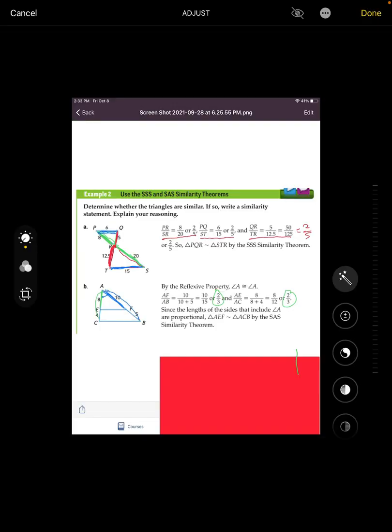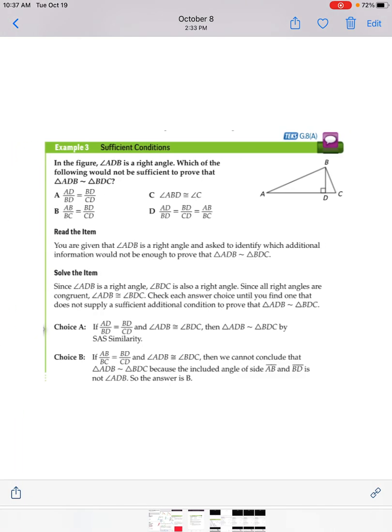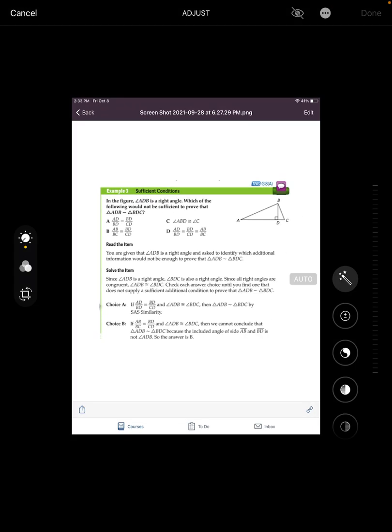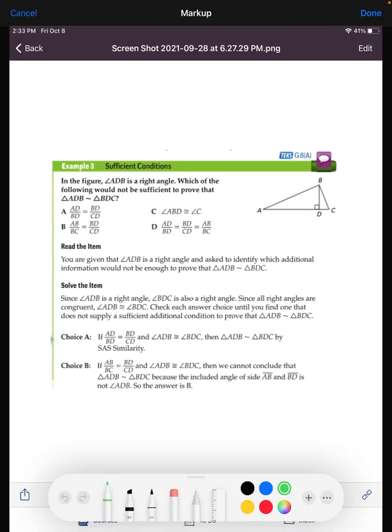Let's take a look at one more example. So in the figure, ADB is a right angle, so it tells us that we have this right angle here. Which of the following would not be sufficient to prove that this triangle, ADB, is similar to BDC?